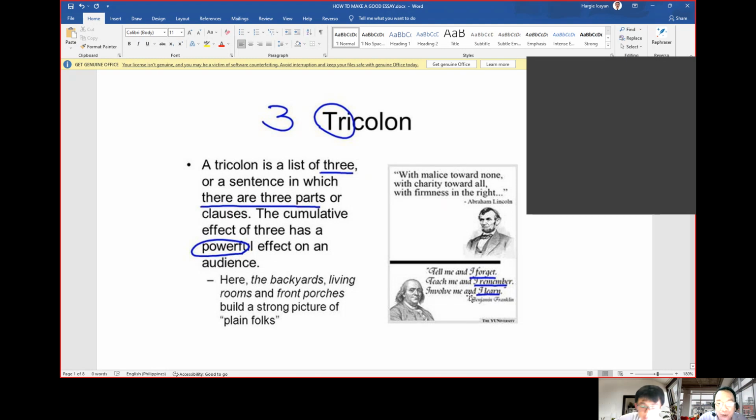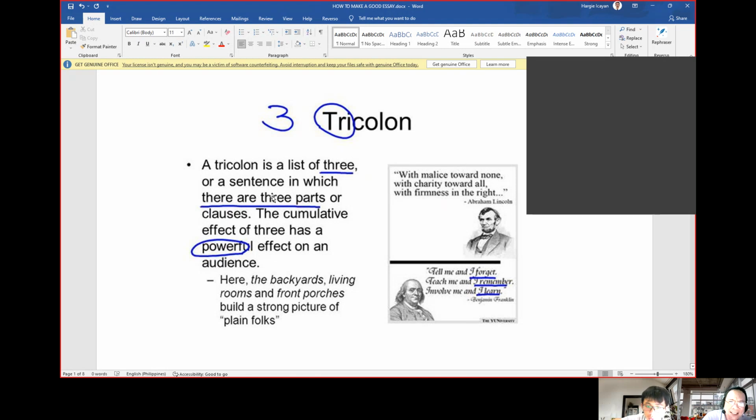Or you can also do it like this. Tell me and I forget, colon. Teach me and I remember, colon. Involve me and I learn. Of course, it's a period because it's the end already. But if you're going to continue that one, you have to put a colon also. That is what we call a tricolon.